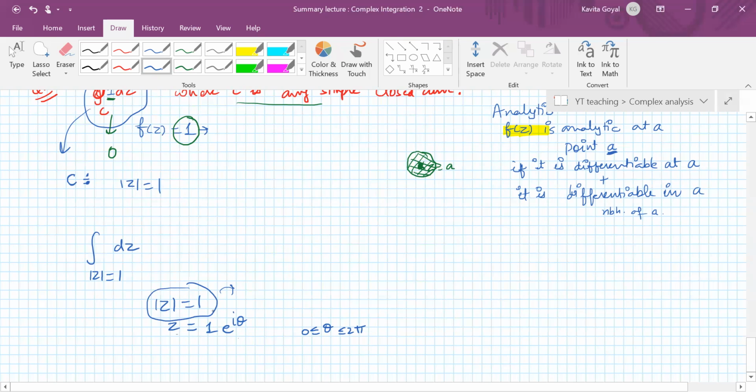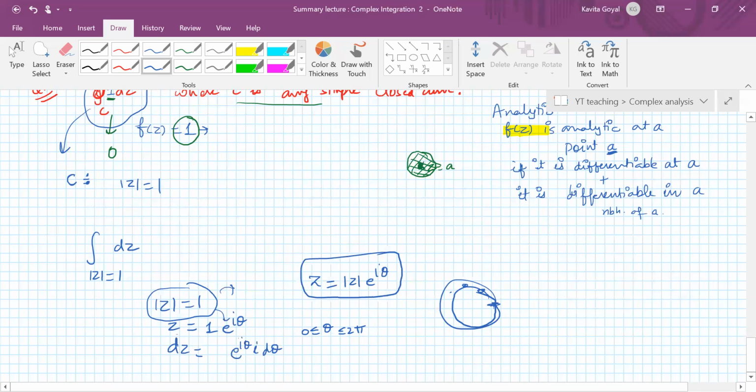Okay, so how do we know that any complex number can be written as mod z e raised to power iota theta? This is the polar form of that number. Any number can be written like this. If you are on a circle whose radius is 1, every point will be e raised to power iota theta, where theta goes from 0 to 2 pi. Then dz will be e raised to power iota theta, iota d theta, right?